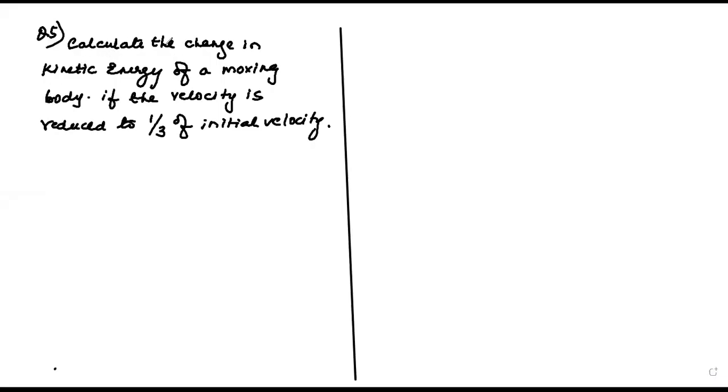The question is, calculate, question number 5. Calculate the change in kinetic energy of a moving body if the velocity is reduced to 1/3 of the initial velocity. Matlab, whatever the initial velocity is, it is reduced to 1/3. So what will be the change in kinetic energy? So simple this question is.